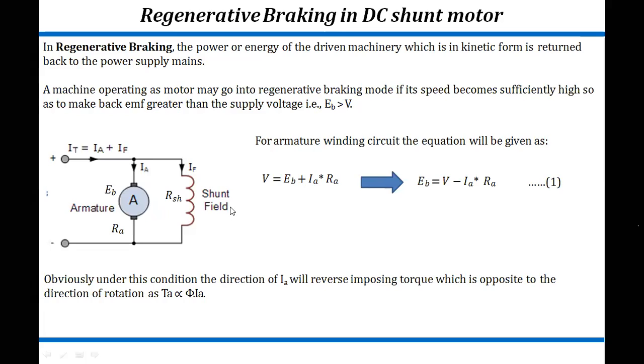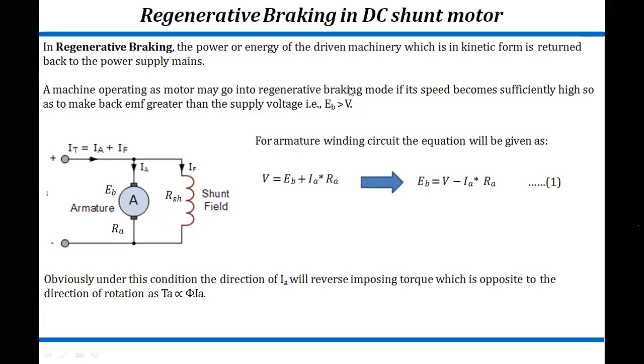What we are saying here is, if the field winding is in parallel with the armature winding, at that time we call this motor a DC shunt motor, and we are aware of how to apply KVL to get the equations for back EMF.